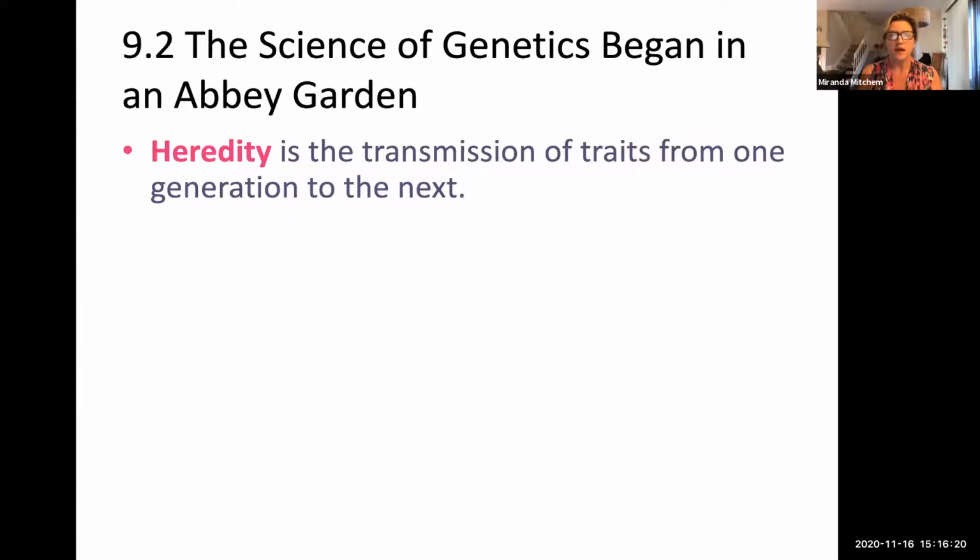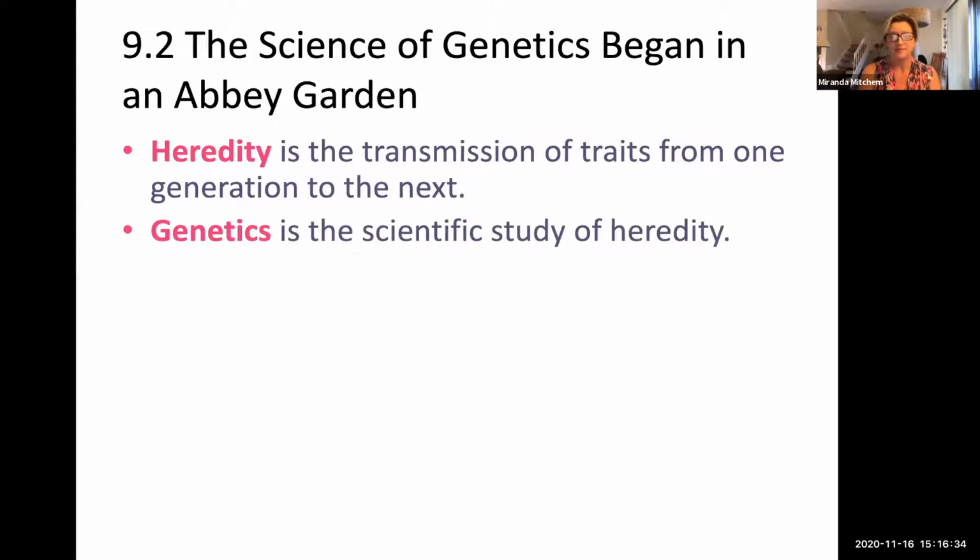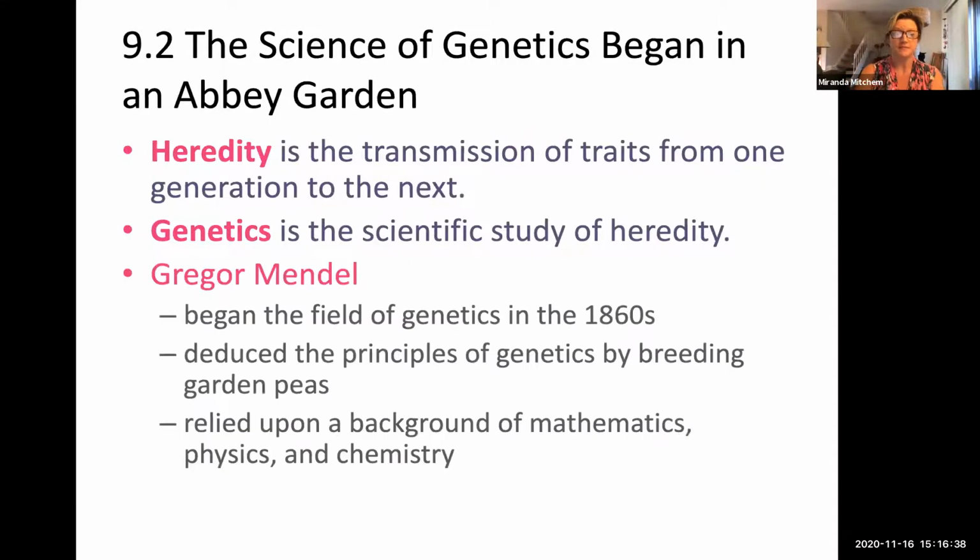This is heredity, the transmission of traits from one generation to the next. Mendel called these heritable factors. We now know them as genes. So genetics is the study of heredity. And as I mentioned, Gregor Mendel was doing his work in the 1860s. He had a background in physics, chemistry, and mathematics, and he also had a love of the garden.